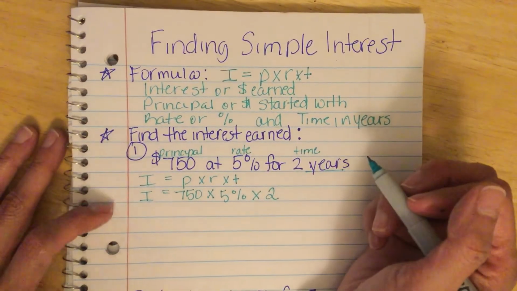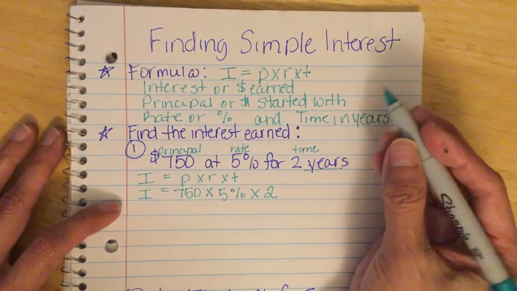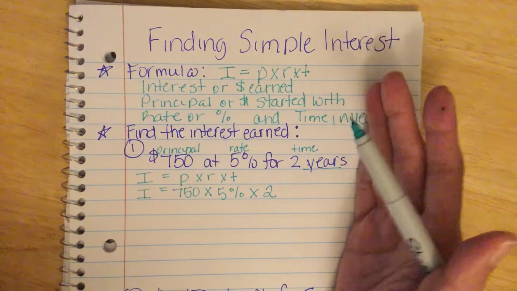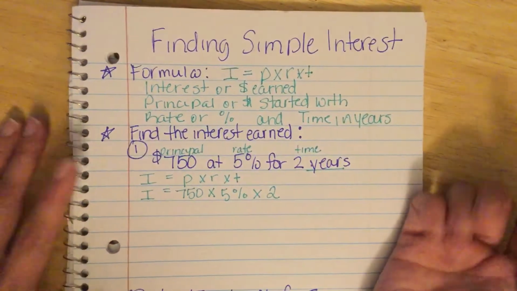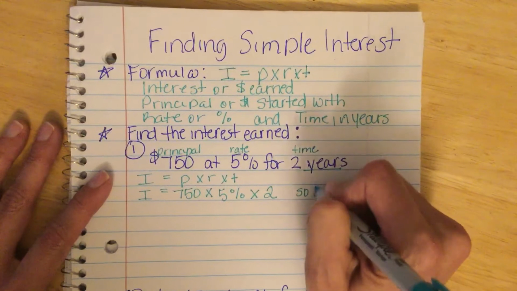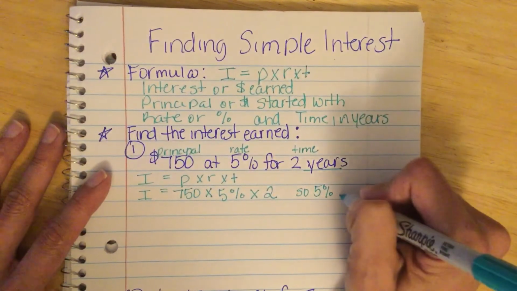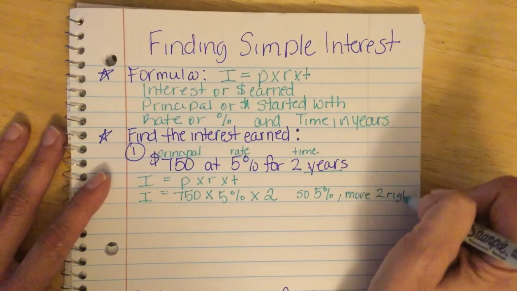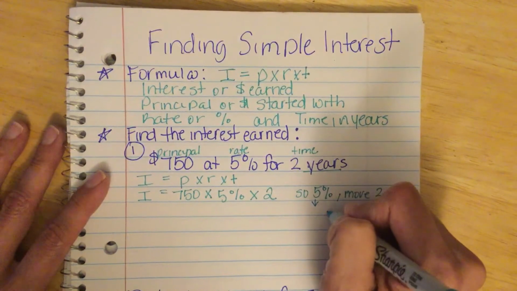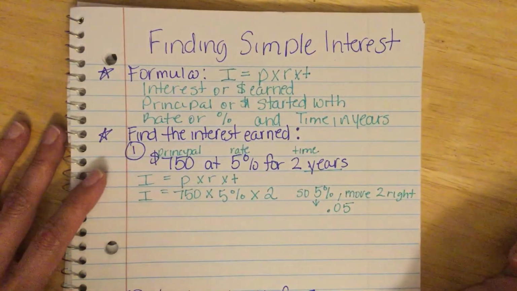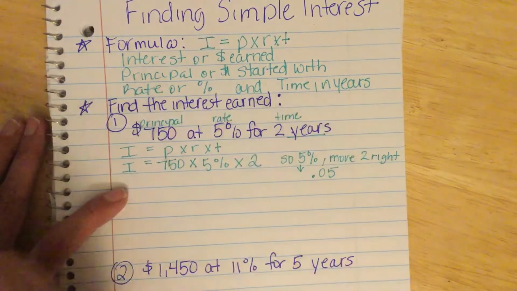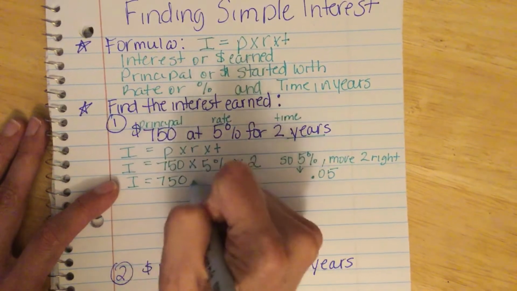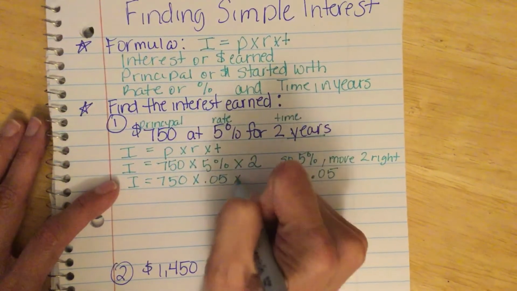You should always change your percent to a decimal. If you're using the TI calculator, you can always put 5 with the percent sign and it'll work the same. So 5% as a decimal, remember you move 2 to the right, which would make 5% 0.05 as a decimal. So that would be I equals 750 times 0.05 times 2.